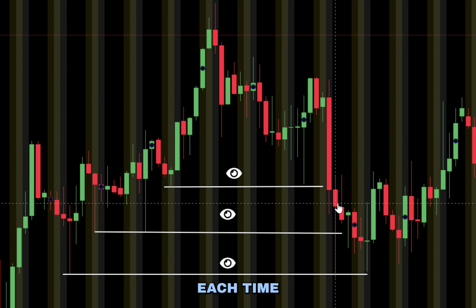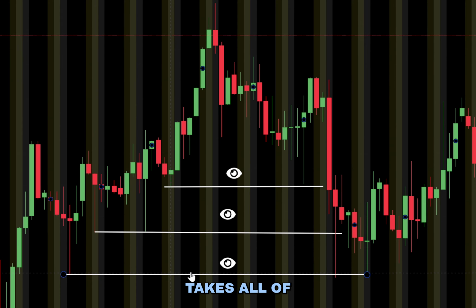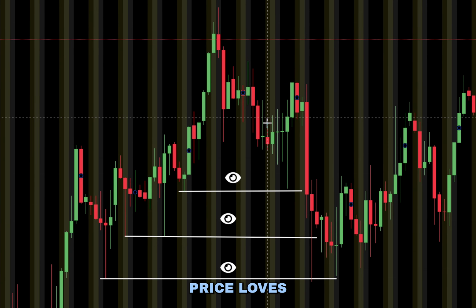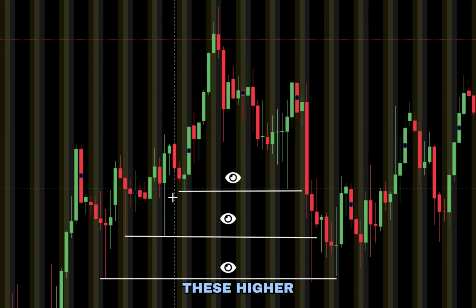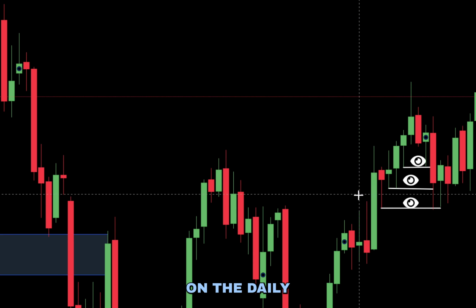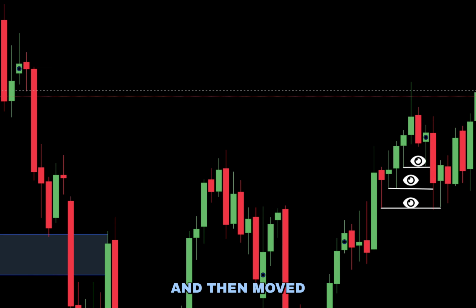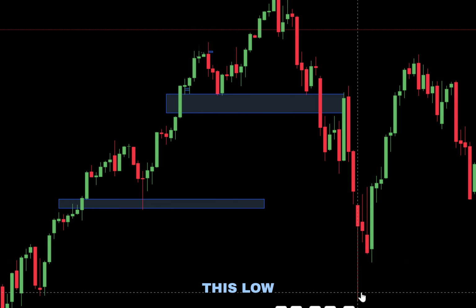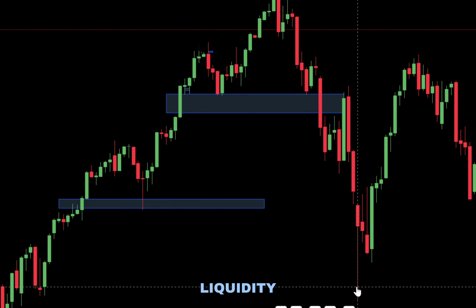And what happens each time as we go further and further? Price eventually rejects, takes all of this liquidity. So each time price takes out a low just to move higher inside of the higher time frame, because price loves these areas because there are more orders resting on these higher time frame lows. Same thing on the daily, we have these 4 hours, same thing, price came down, took it all out, and then moved further higher. Even right here, price came all the way back down to take out this low and test these buyers from all the way here, take out all that liquidity just to move higher.